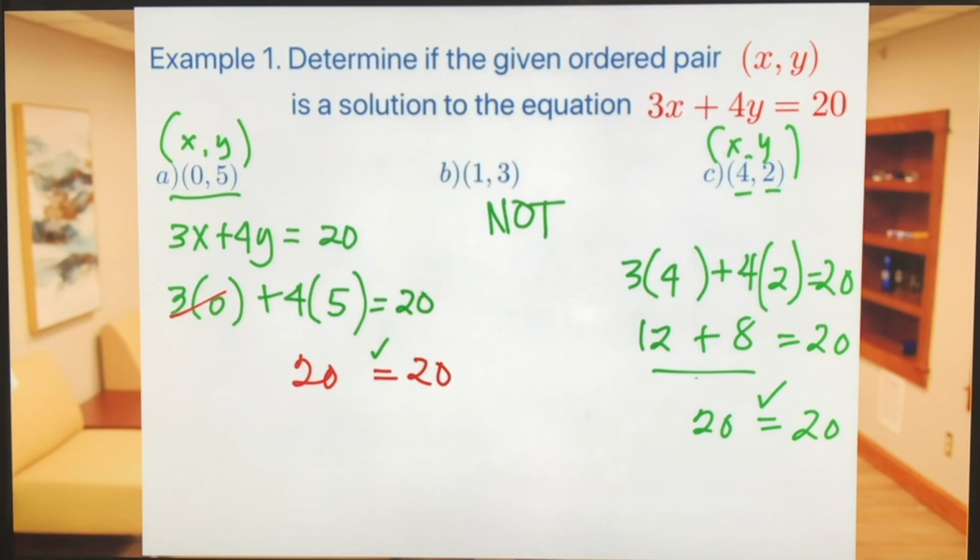So our conclusion is the point (4, 2) is a solution to the equation 3x plus 4y equals 20. And graphically, we say that this point lies on the line or on the graph of the equation. I'll give you time to take down notes.